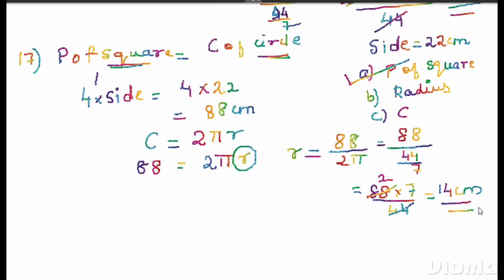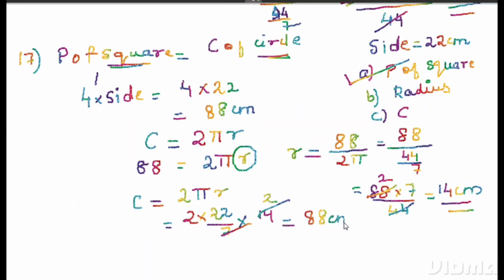Now they are telling you to find the circumference. Again very simple. So circumference will anyways be the same. That is 88 because the perimeter of the square is equal to the circumference. So let us check if it is correct or not. So 2 into 22 by 7 into 14. So I can see that this is also giving me 88 centimeter. So this was the 17th question.